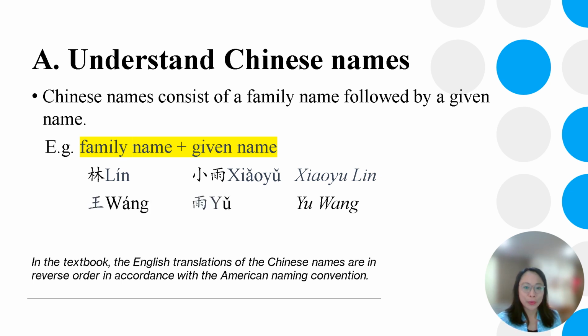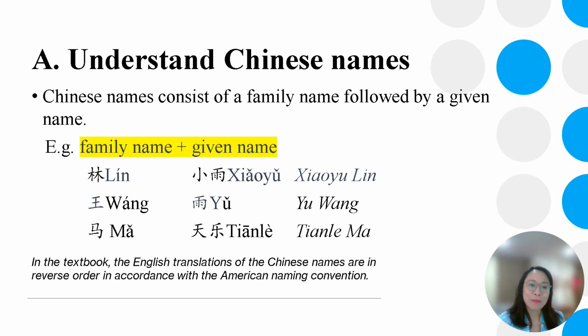Taking Wang Yu as example, Wang is a family name, Yu is a given name. So in English, we call her Yu Wang. Let's see Ma Tianle. Ma is a family name, Tianle is a given name. So you can call him Tianle Ma in English.